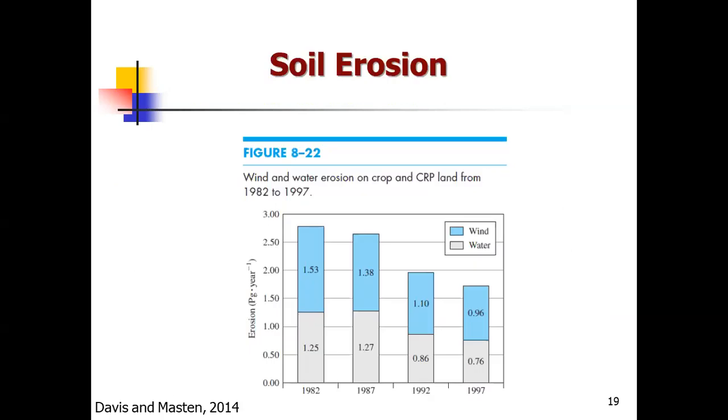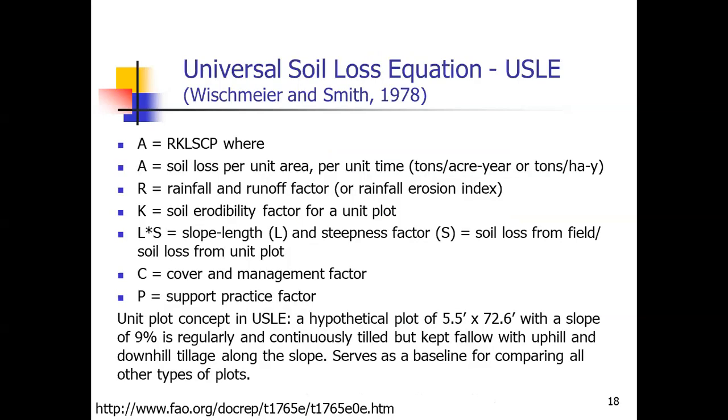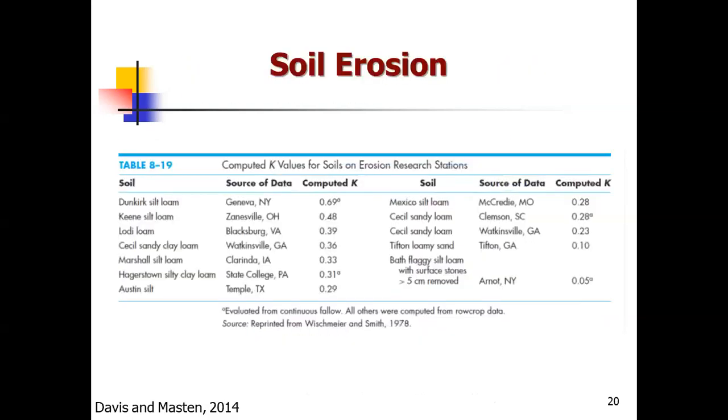Let me show you wind and water erosion sites. So 1982 to 1997, we can see that the erosion rate has gone down due to both wind as well as water. Now, how does that happen? How do you conserve soil? So this is CRP, the conservation program that goes on in the US for soil conservation. Okay, so the R value is going to change for that reason.